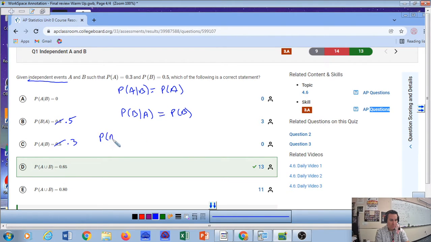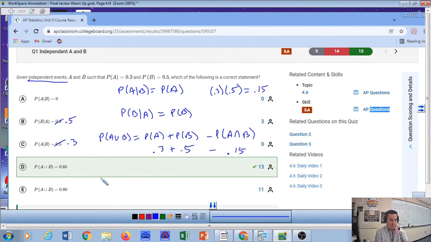And so one of those two, remember the formula, A or B is going to be the probability of A plus the probability of B minus any overlap. And they told you had independence. So this is 0.3, this one's 0.5. But since we have independence, I can multiply those two, and that gives me 0.15, and that is the overlap. That's the AND probability. So that's why it's 0.65, and those 11 of you chose 0.8. You forgot to subtract out the overlap. They were independent, so they could occur together.